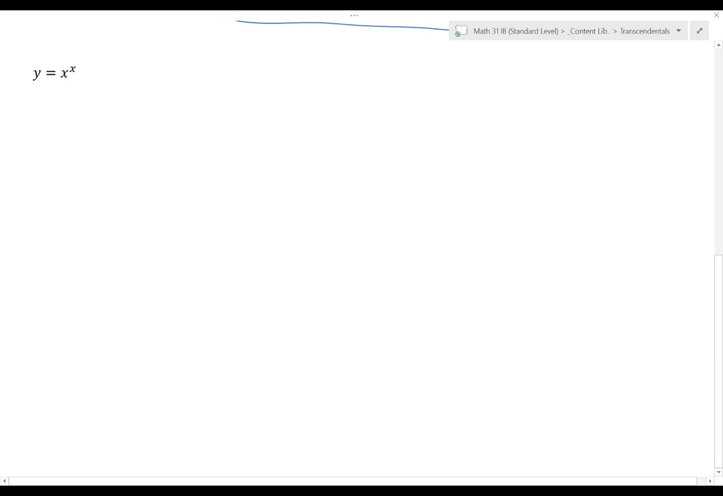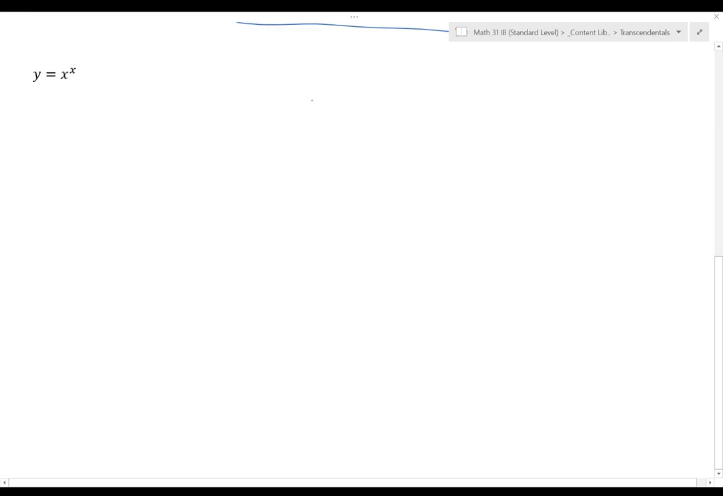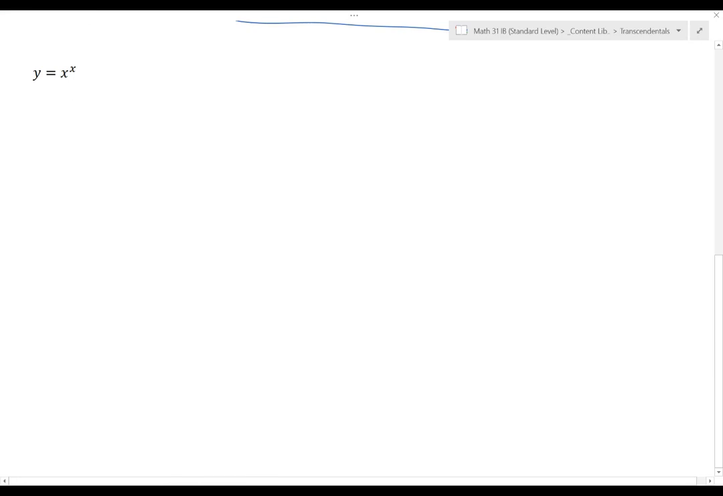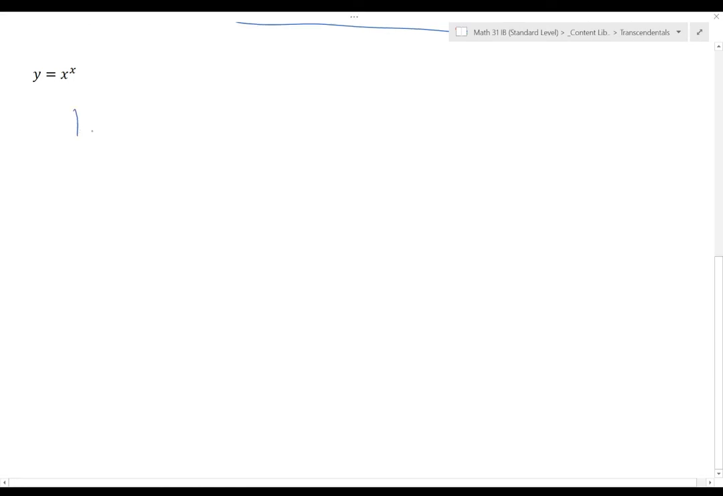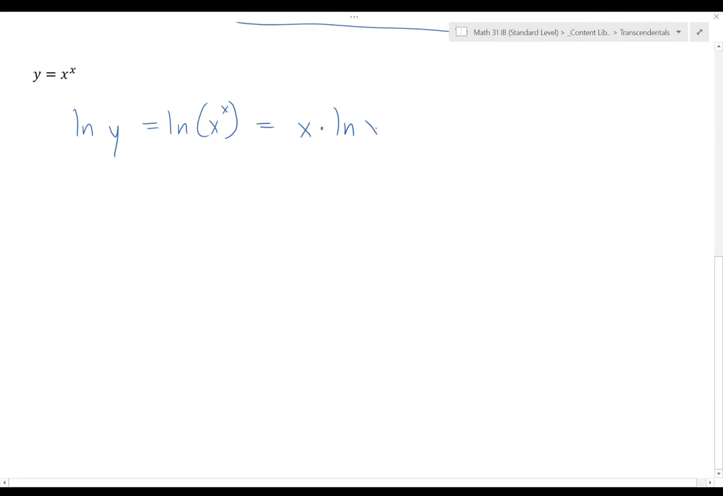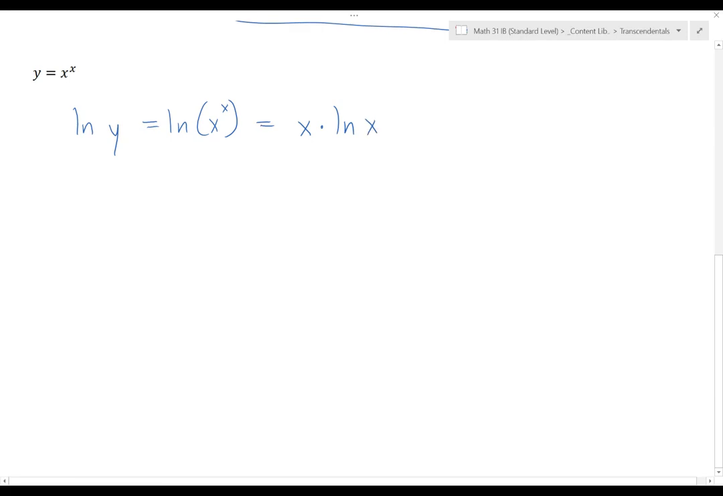I also can't use the fact that the derivative of an exponential function, so b to the power of x, because that only works when my base is a constant, and my base isn't a constant. So if I have both a base and an exponent that are variable, I'm going to use logarithmic differentiation to split it up. So in other words, I turn this into ln of y equals ln of x to the power of x, which is simply x times ln of x. And now I can derive this using the product rule.